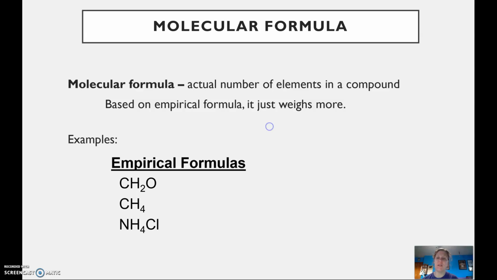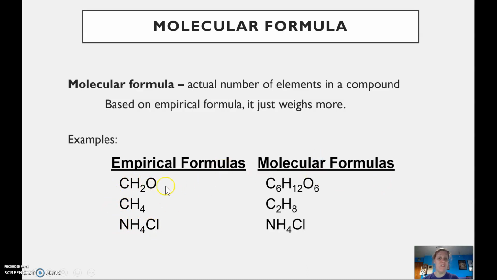But examples would be, so like these would be empirical formulas, right? Because there's like one of something, so it's already reduced. Molecular formulas of those formulas are these. So this formula is 6 times each one of these. This one is 2 times, C2, this one. You can have molecular formulas that are the same as empirical formulas. There's no multiple of NH4Cl, which is ammonium chloride. It just isn't.